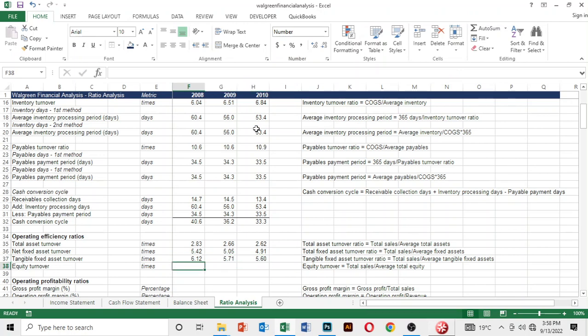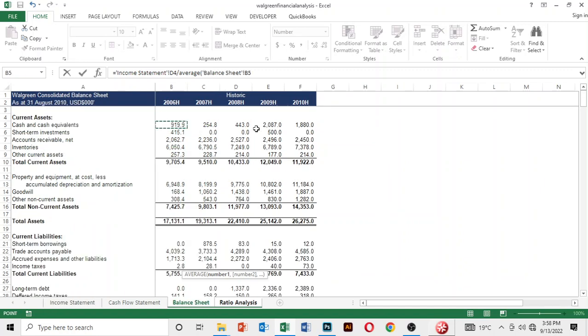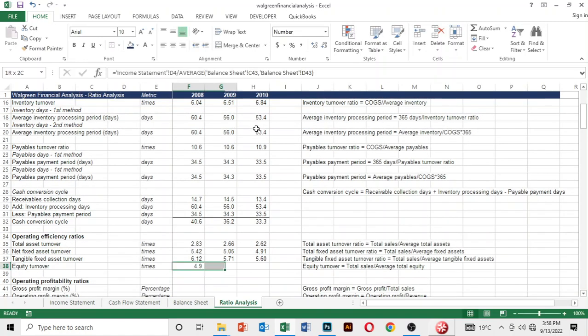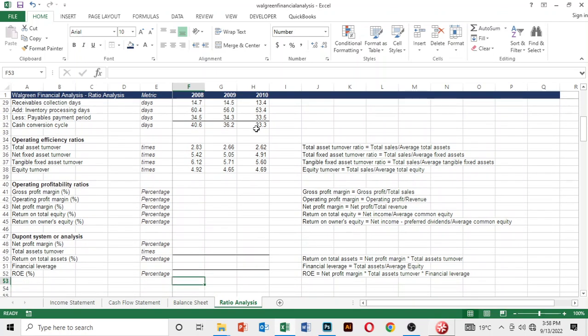Then we compute equity turnover, which is total sales divided by average total equity. We go back to the income statement, grab our 2008 sales figure, then go back to the balance sheet, look at the equity section, and take the average figure there. Perfect. Now we just add a decimal place. We're going to discuss in the next section what these ratios mean.